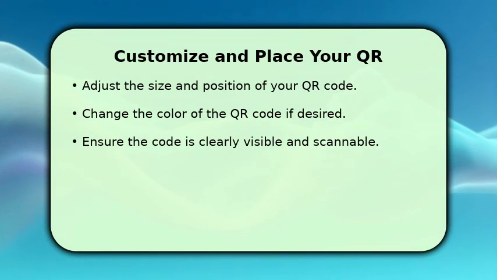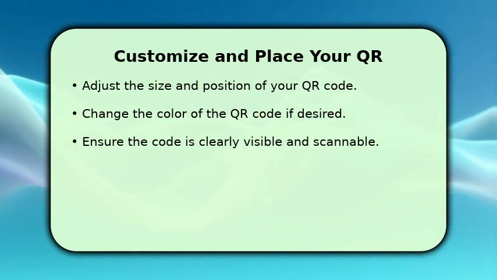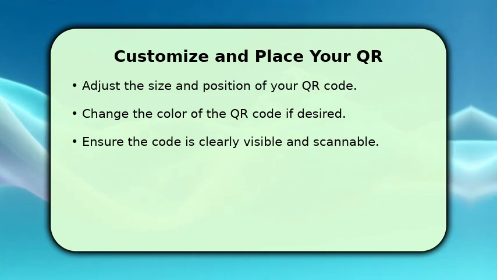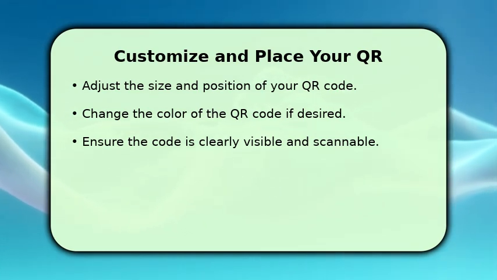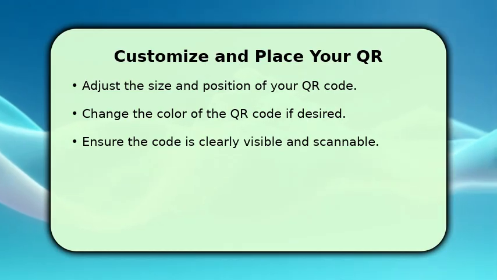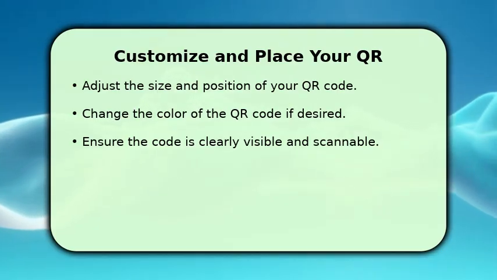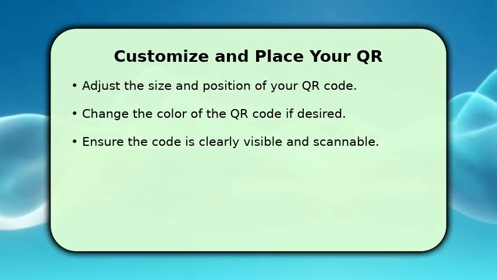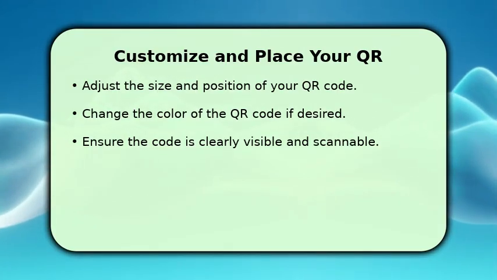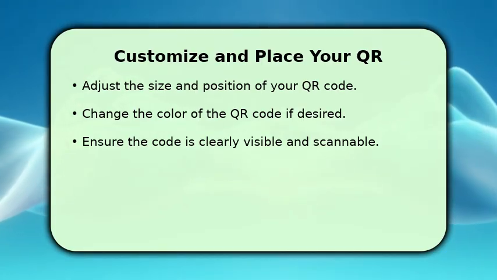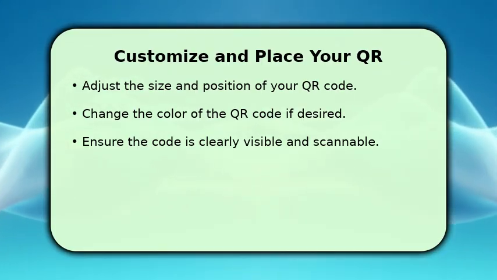Once your QR code is generated, it will appear on your design canvas. You can easily adjust its size by dragging the corners and reposition it by dragging the entire code to your preferred spot. Canva also offers options to change the color of your QR code to match your design's aesthetic. Remember to ensure the code remains clear and large enough for easy scanning by any mobile device.